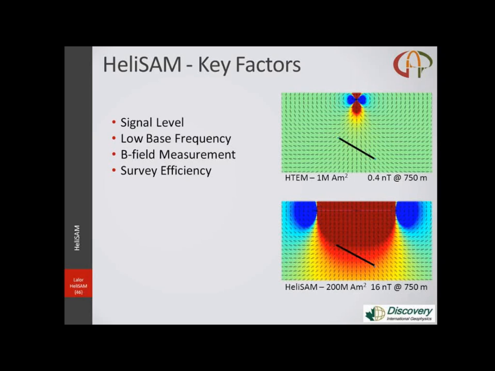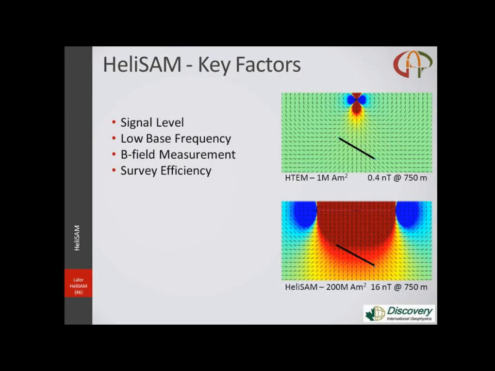So what are the key factors in the success of HeliSAM in this particular application? I think clearly the signal level is. We compare a 1 million ammeter system, which is maybe fairly typical of helicopter-borne systems. The power of the transmitter looks like that. At the 750 meter depth, which is kind of the middle of that upper loop, your field strength is 0.4 nanotesla, and with a larger ground loop, you're looking at a field strength of 16 nanotesla at that 750 meter depth, so about 40 times the power. So that's the main factor.